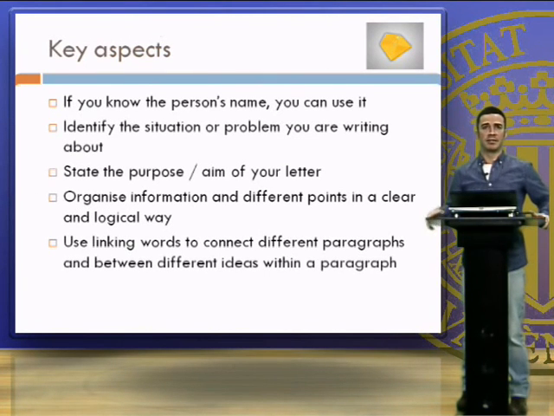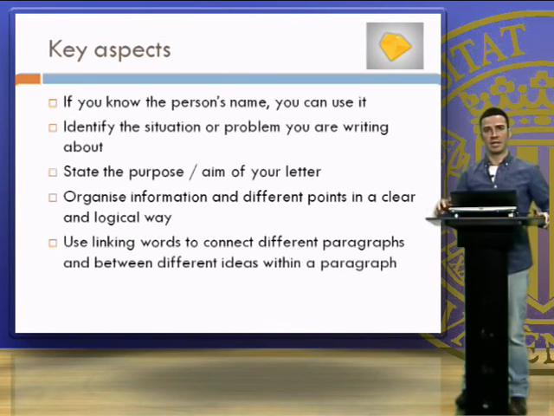Let's compile a list of key aspects. If you know the person's name, you can use it. You have to identify the situation or problem you are writing about. You have to state the purpose or the aim of your letter. You have to organize information and different points in a clear and logical way. That's why we use linking words, as we can see below.